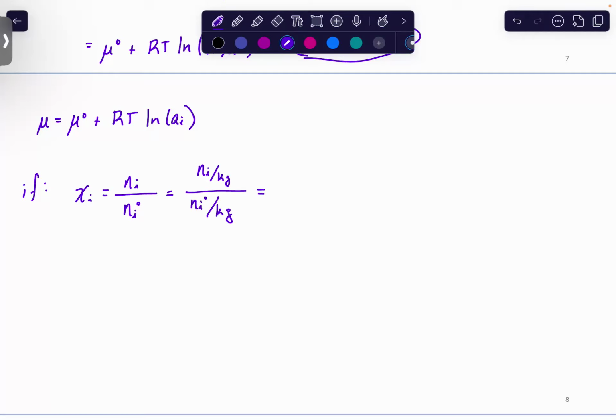What is moles over kilogram? Moles per kilogram. It's like the opposite of your molar mass. What's that other one? Molality. Okay, so then we'll have the molality of compound i over the molality of compound i in the standard state. Oh my gosh, molality came back. And so this now means that here's our coefficient.